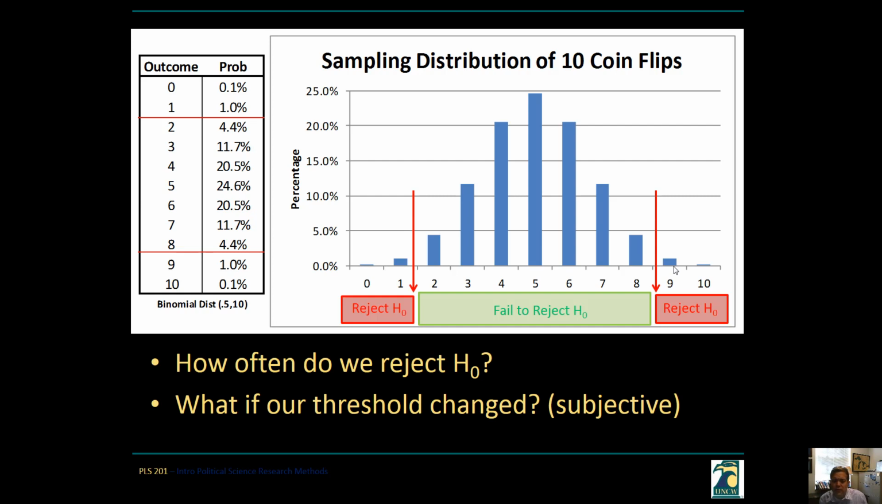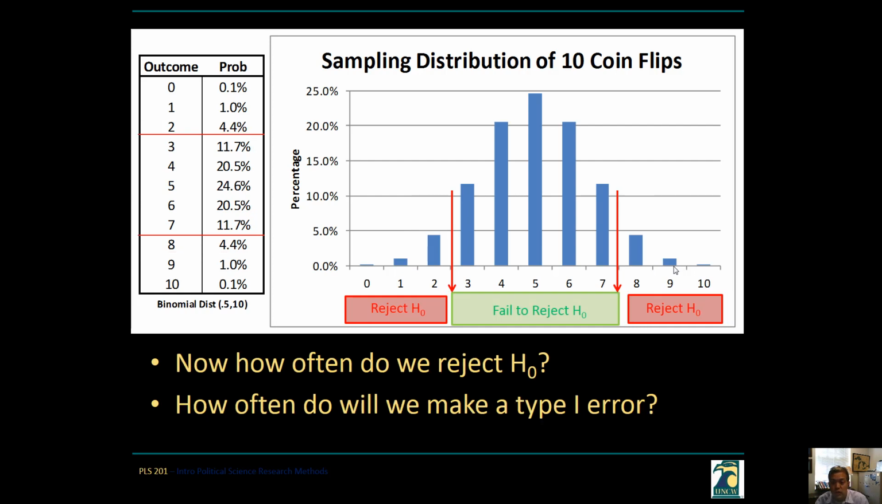Maybe for some of you, you said, if it came up 0, 1, 2, or 8, 9, 10 heads, then I'm going to be skeptical. So we could change that threshold. So here's what that looks like. So here, how often would we reject the null hypothesis based off this decision rule? For my sample, I still got 7, so I'd still fail to reject the null.